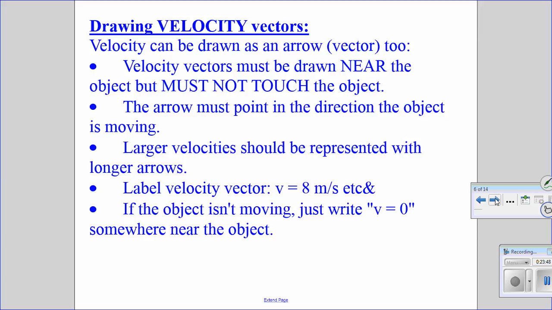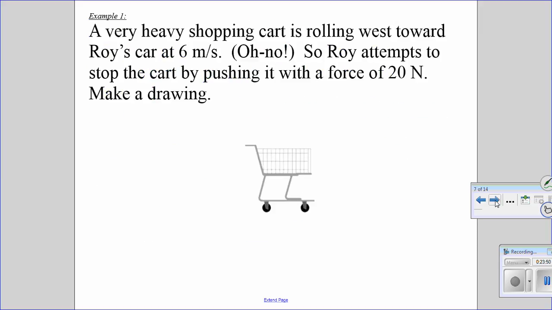All right, so let's do some examples. A very heavy shopping cart is rolling west toward Roy's new car at 6 meters a second. So Roy attempts to stop the cart by pushing it with a force of 20 newtons. Make a drawing. There are two vectors given in this problem.